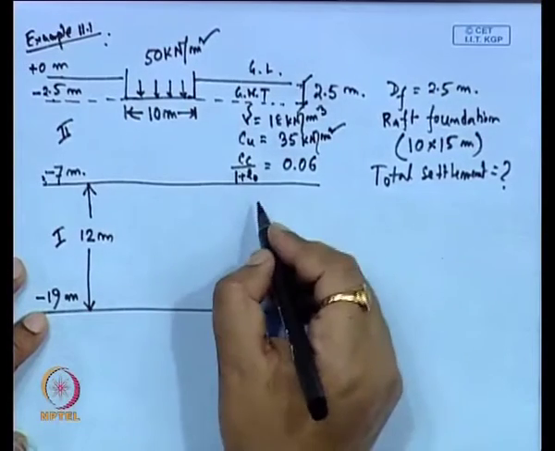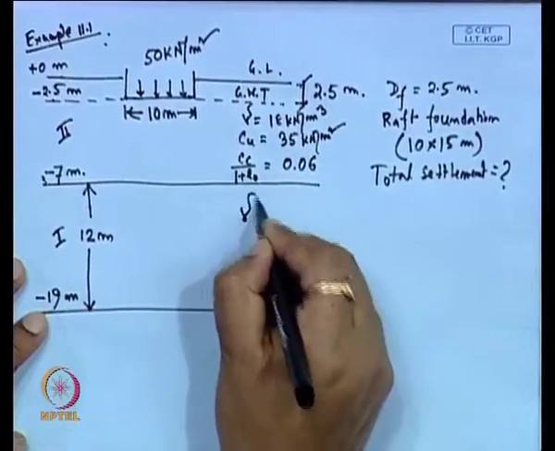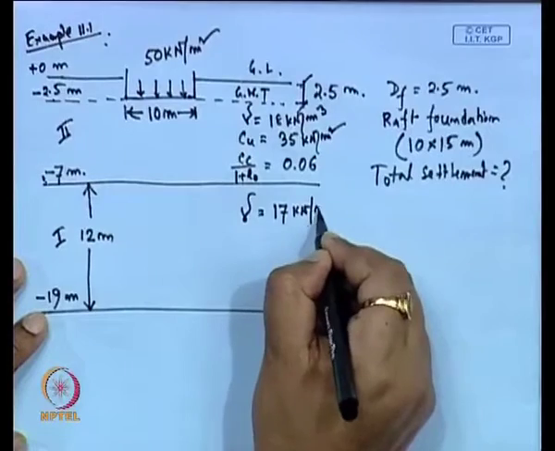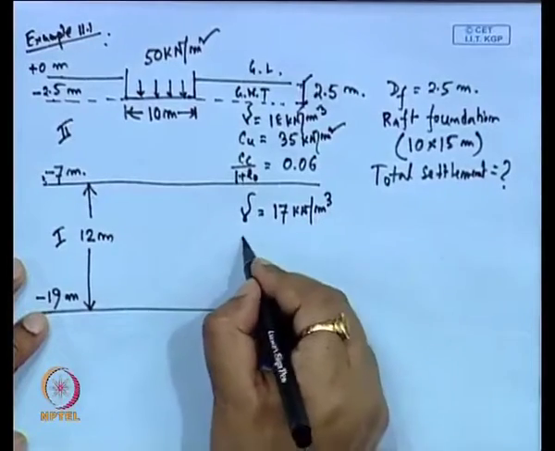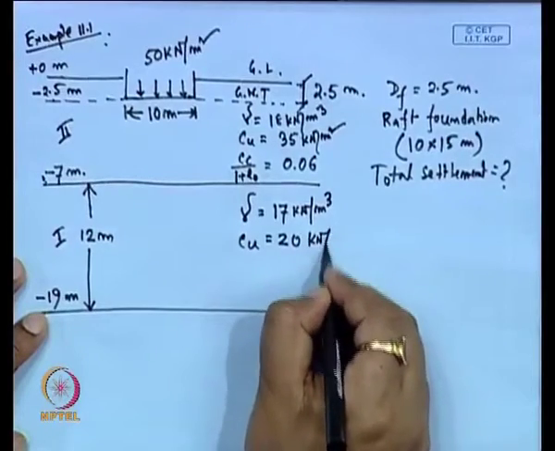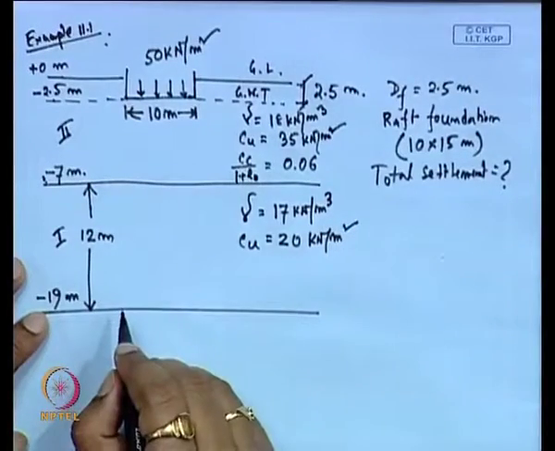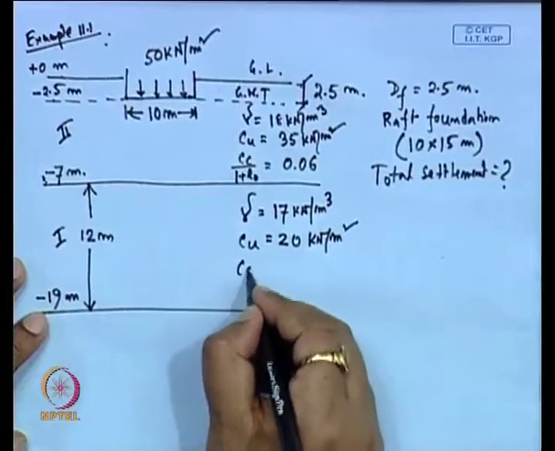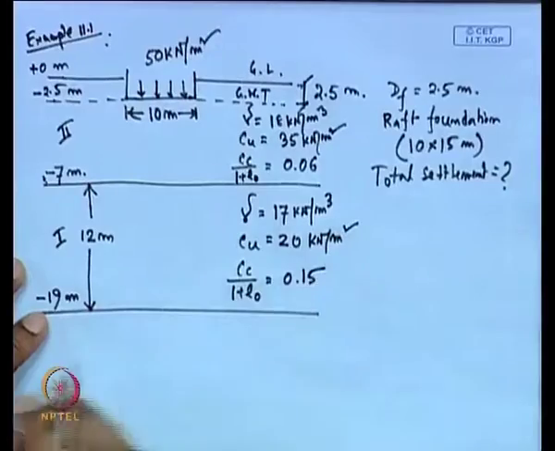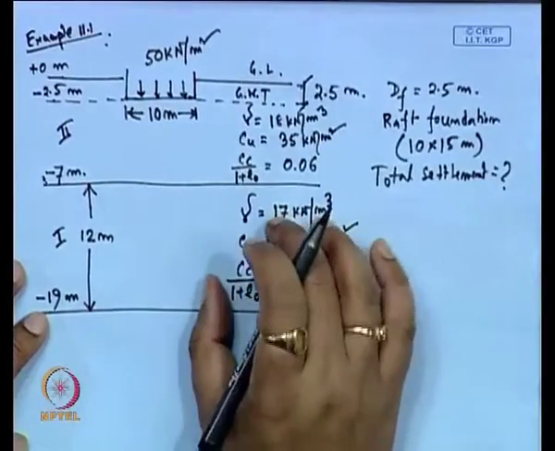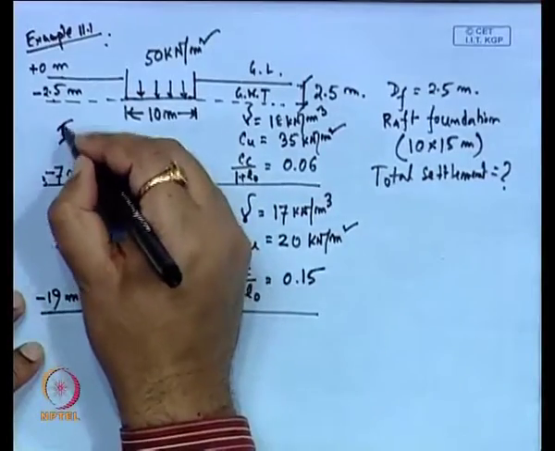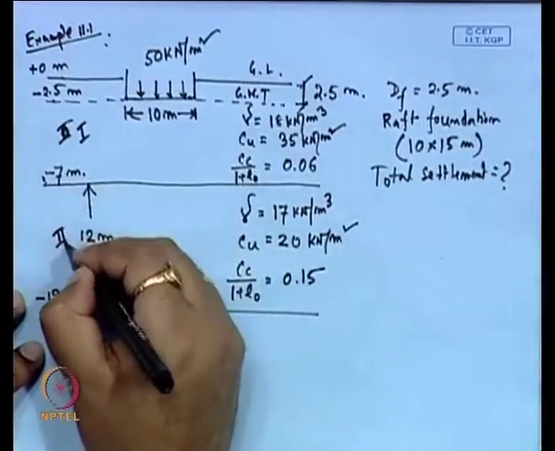and for layer 2, gamma is 17 kilonewton per meter cube, Cu is 20 kilonewton per meter square, and Cc by 1 plus e0 is 0.15. So, this is a soft clay, this layer. So, this means we can say this is layer 1 and this is layer 2.